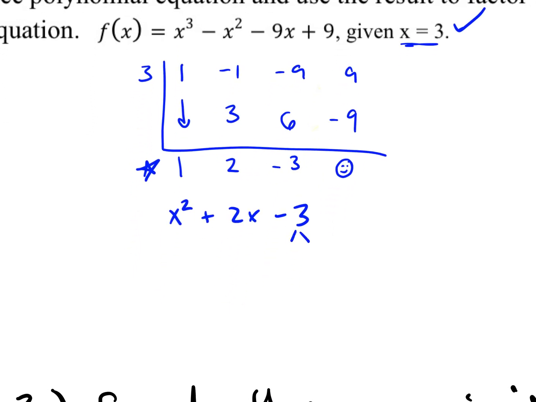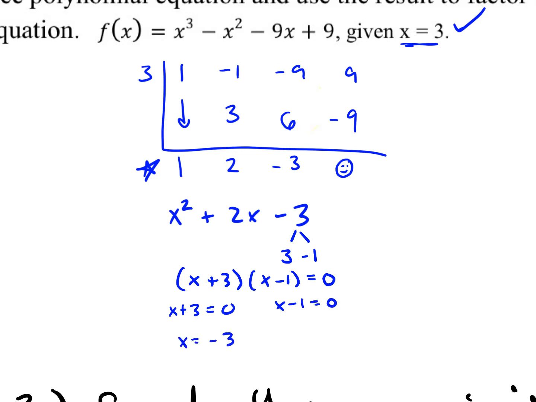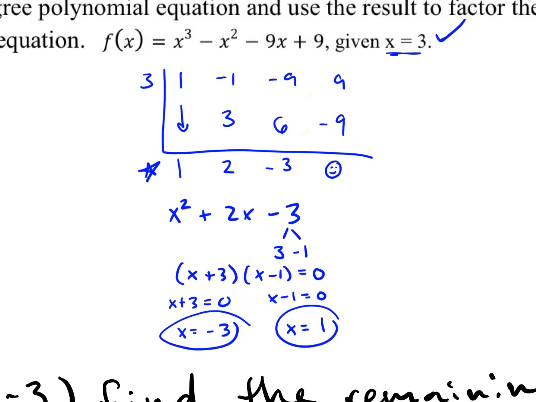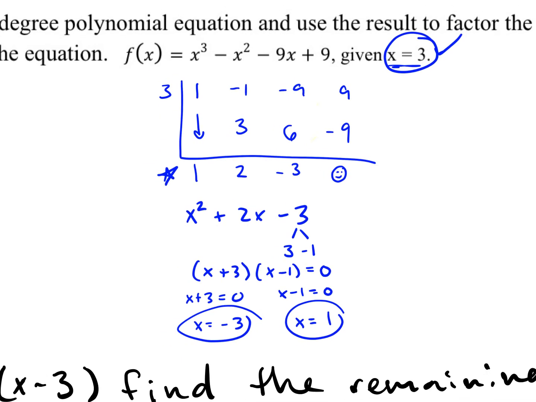So what are two factors of -3 that add to 2? +3 and -1. So this would be x plus 3 and x minus 1. So set each one equal to 0 and solve for x. So x is equal to -3 and x is equal to 1. So those are my 3 solutions.